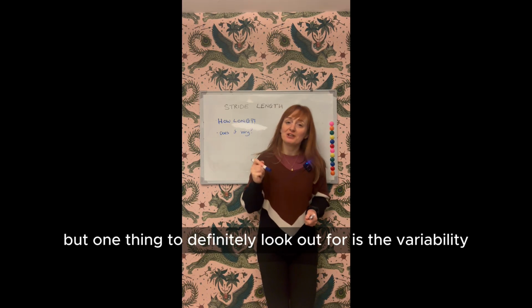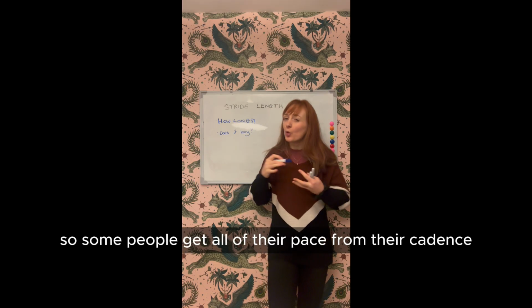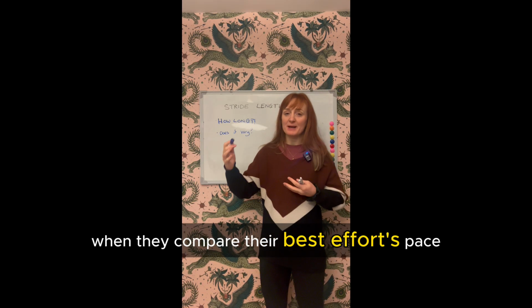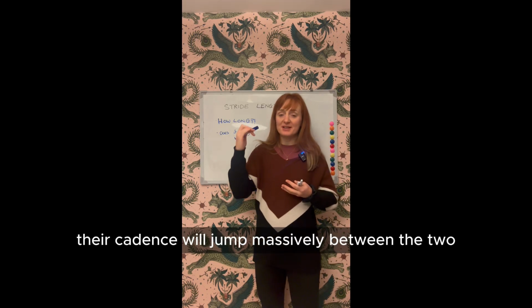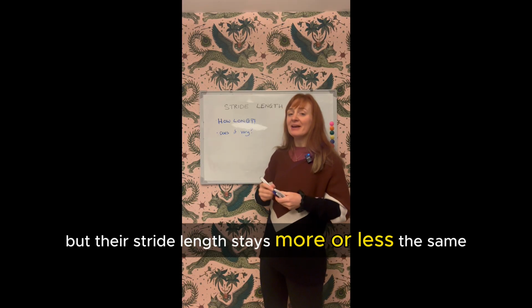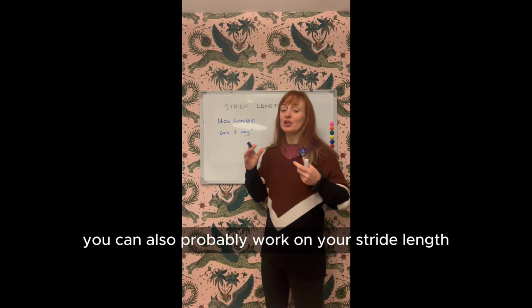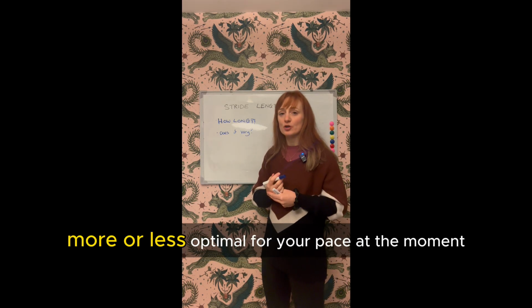But one thing to definitely look out for is the variability of your stride length. So some people get all of their pace from their cadence. When they compare their best efforts pace or their interval pace to their easy running pace, their cadence will jump massively between the two, but their stride length stays more or less the same. If this is the case, then you can probably work on your stride length quite a bit. You can also probably work on your stride length if your cadence is more or less optimal for your pace at the moment.